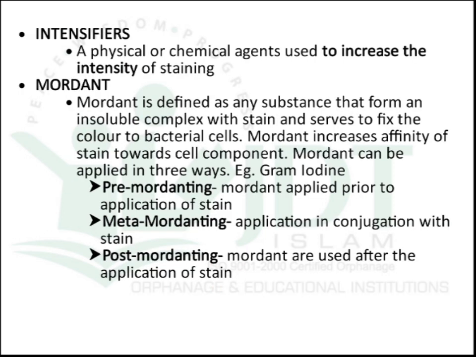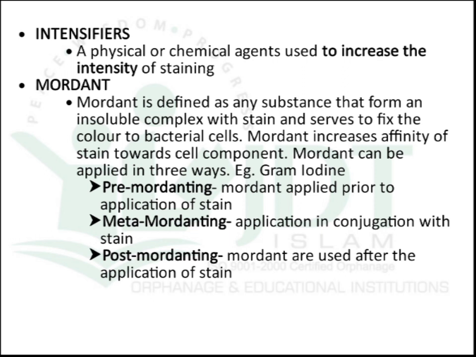Now along with the stain we may use some other components like intensifiers as well as mordants. Intensifiers are physical or chemical agents which are used to increase the intensity of the stain. It will increase the color of the stain, that's all. Now coming to the mordant, it is defined as any substance that forms an insoluble complex with the stain and serves to fix the color to the bacterial cell. The main intention of using a mordant is to fix the bacterial cell with the color.